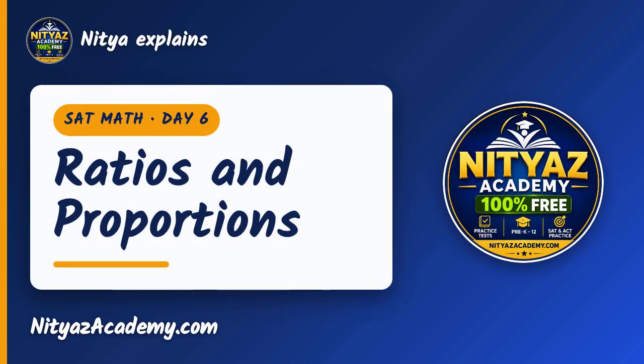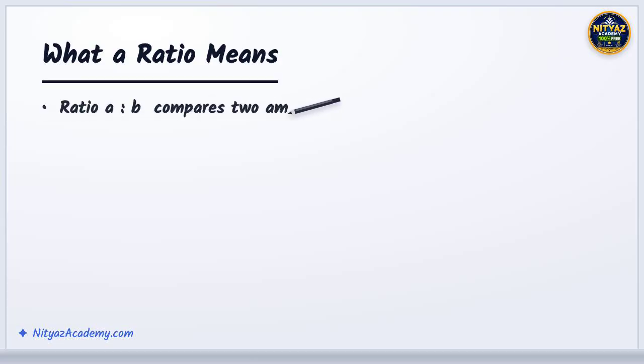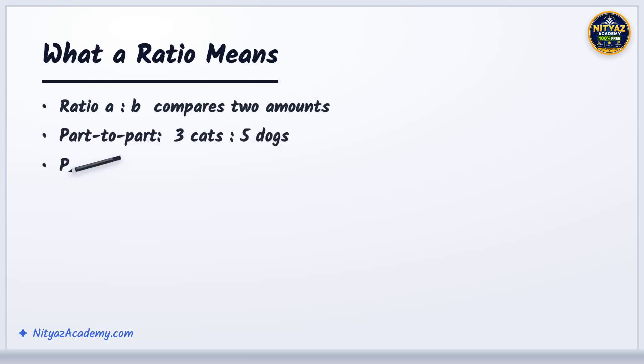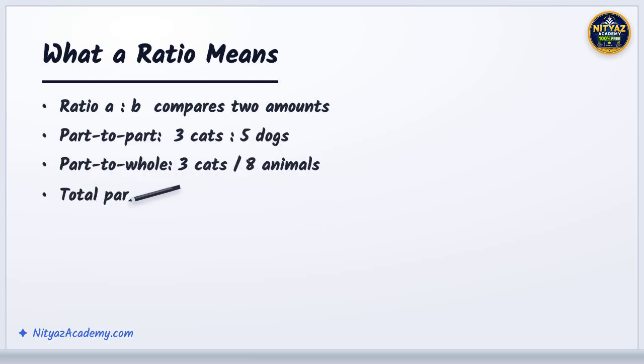Let's learn ratios and proportions together, step by step. A ratio compares two amounts. If a shelter has 3 cats to 5 dogs, that's 3 to 5, a part-to-part ratio. But the SAT often wants part to whole. Add the parts. 3 plus 5 is 8 total animals, so cats are 3 out of 8. Always ask yourself, is the question comparing part to part or part to the whole?